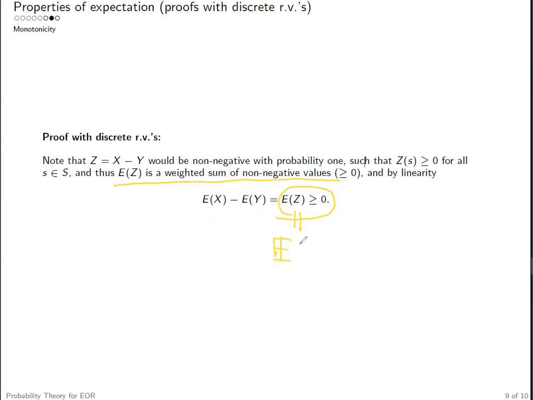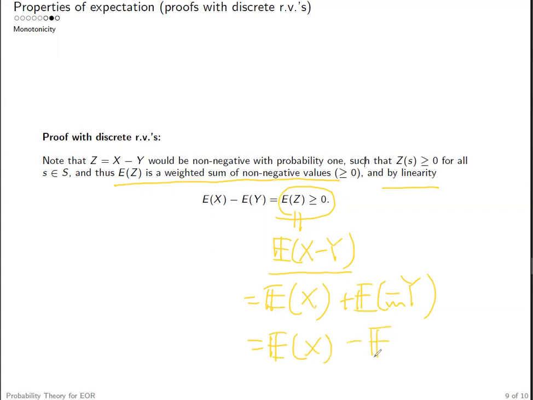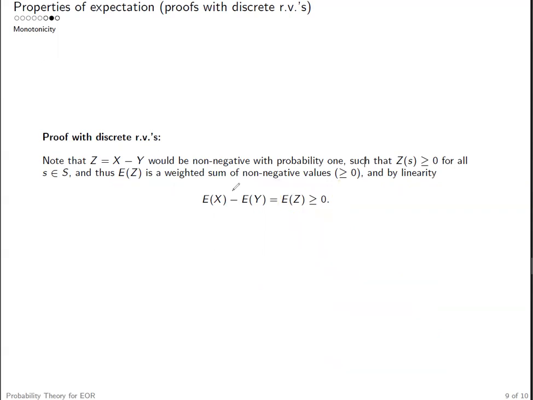And we know Z is essentially equal to the difference between X and Y. And according to the linearity of the expectation, this is essentially the expected value of X plus the expected value of minus Y. But minus 1 is a constant. Again, according to the linearity, it is essentially equal to the expected value of X minus the expected value of Y. So we have this identity, and apparently the expected value of X minus the expected value of Y is larger or equal to 0.